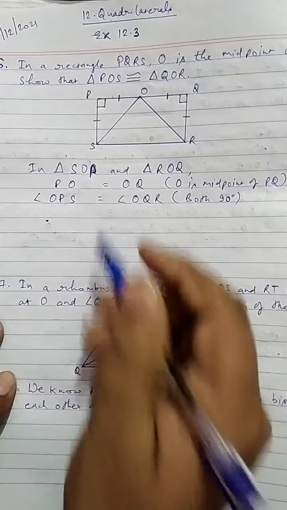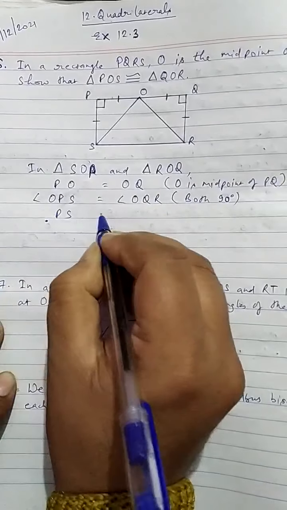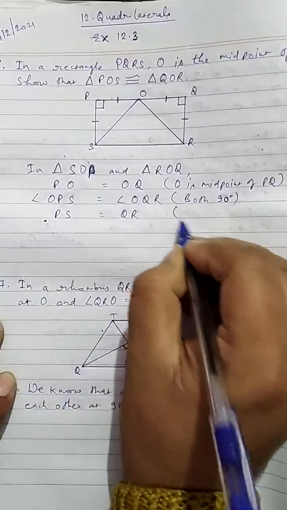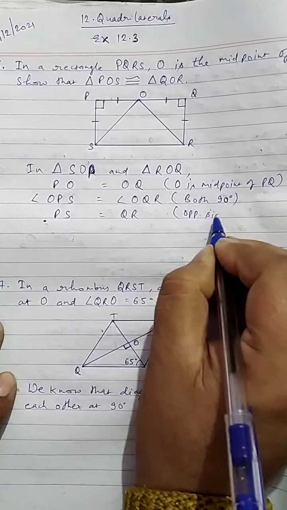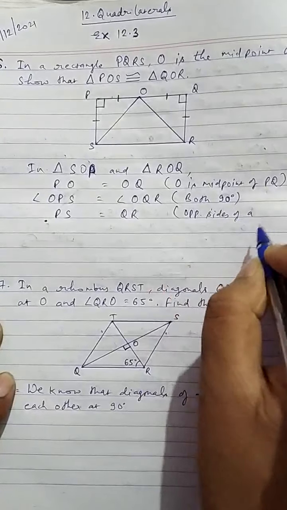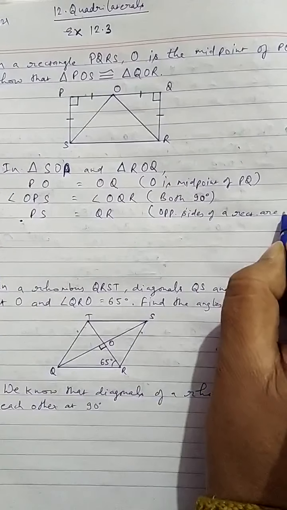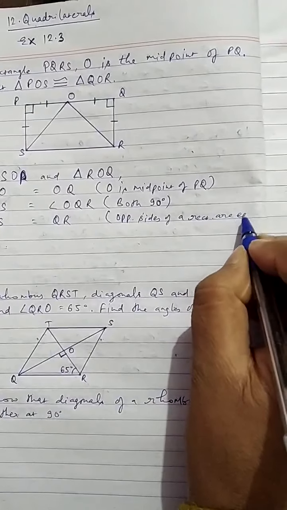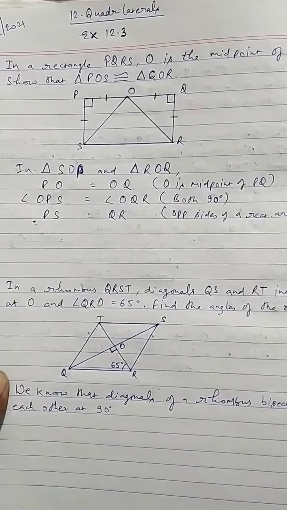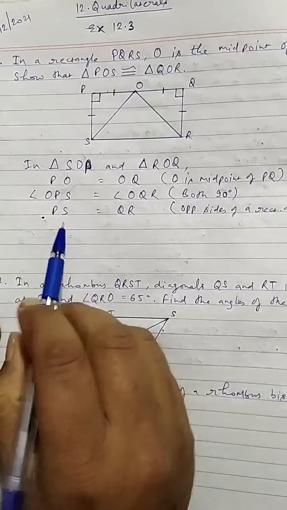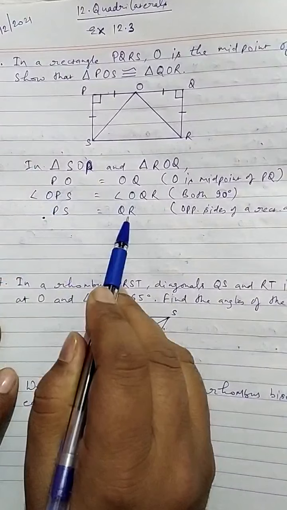Third thing, PS equals QR. Give reason: opposite sides of a rectangle are equal. So these three things will help us. This is the side, this is the angle, and this is the side.